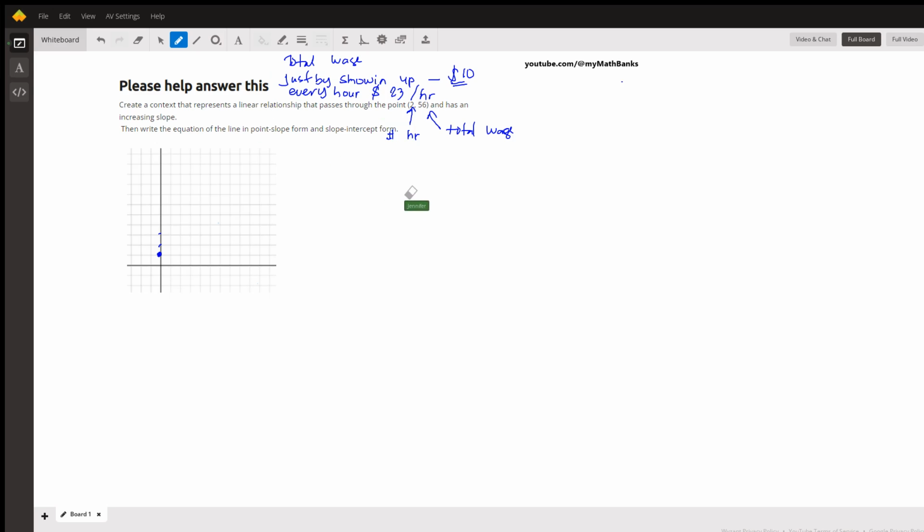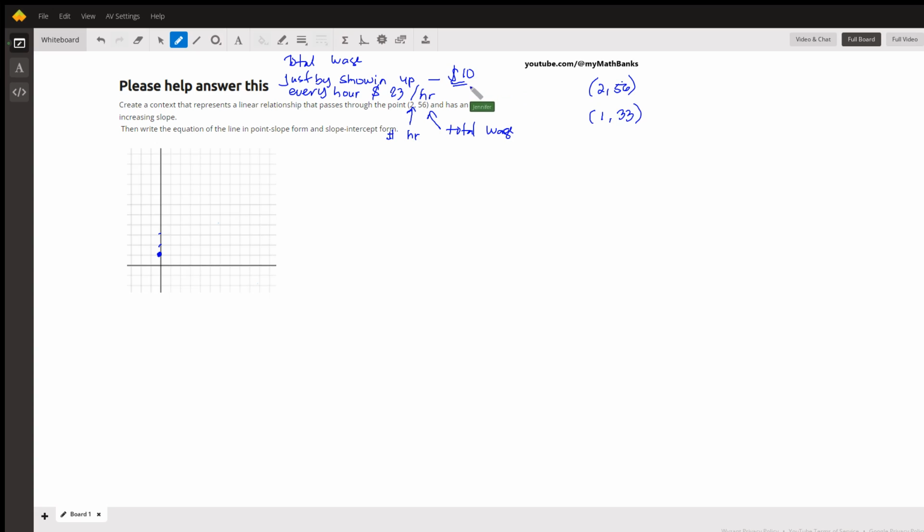Okay, so now how do we solve this? First things first, let's look for some points. You have already been given 1 point, 2 comma 56, right? Now what about if you only work 1 hour? How much will you get paid? Well, the $10, plus the $23 per hour for working 1 hour, then you get 33 dollars.